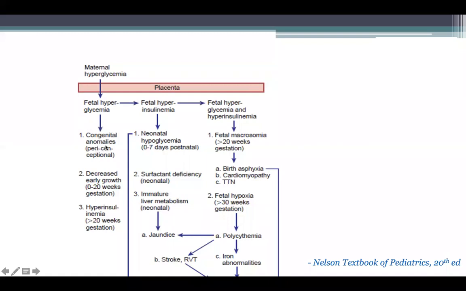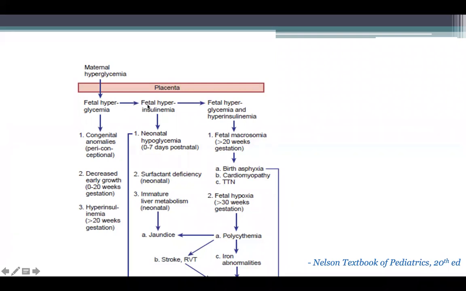Congenital anomalies occur when there is hyperglycemia periconceptionally, like during ovulation, during pre-pregnancy only. If she is hyperglycemic, then there will be congenital anomalies. So from 0 to 20 weeks, if there is hyperglycemia, there will be decreased early growth, because the insulin response will not come in the fetus. In the fetus, the insulin response will come only after 20 weeks of gestation. Only after 20 weeks, maternal hyperglycemia will elicit fetal hyperinsulinemia and fetal overgrowth.